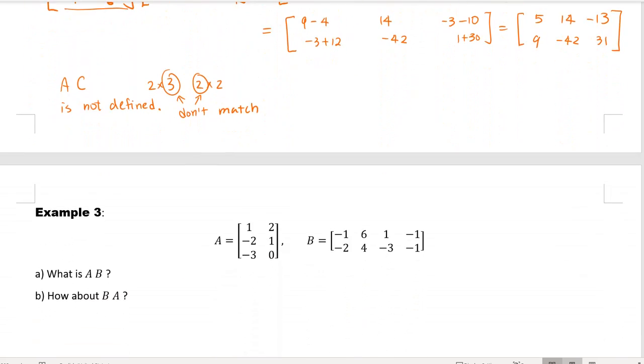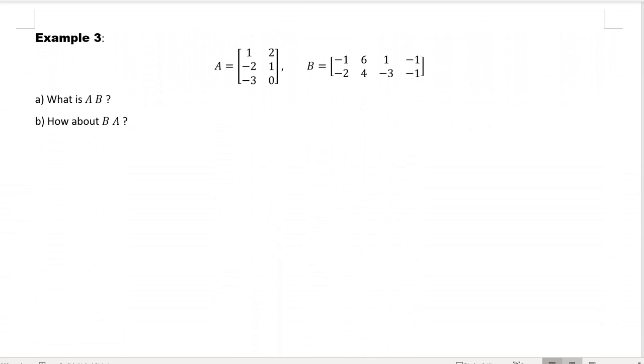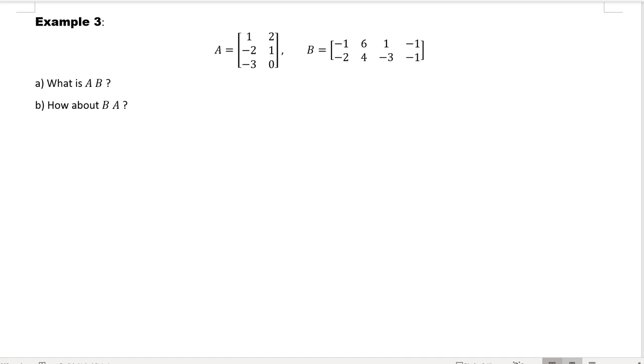Alright, let's continue. So here we have another example. Please pause the video and try to work on this example. Right? Are you ready to check your answers?